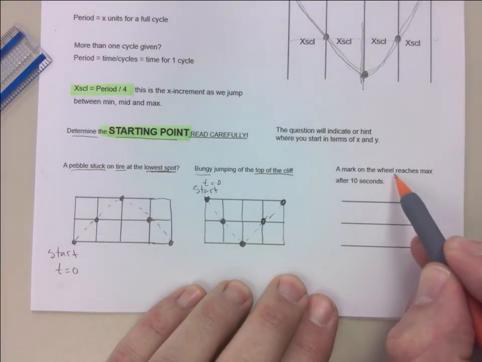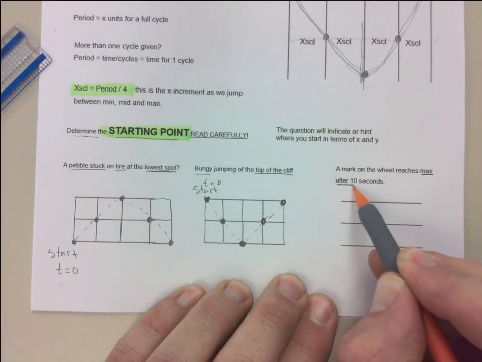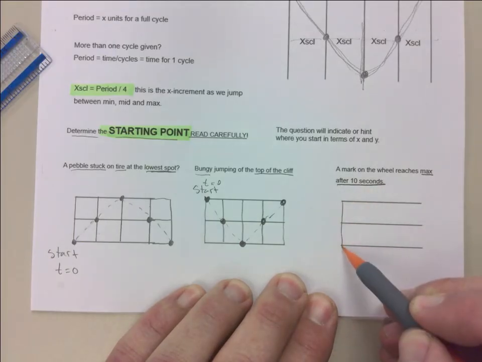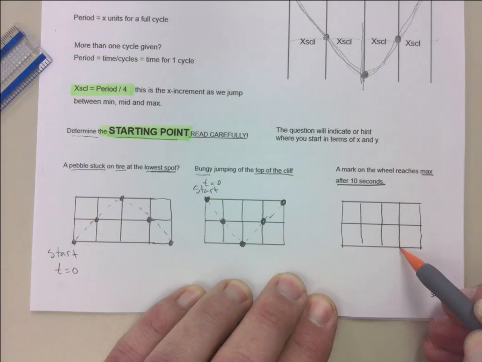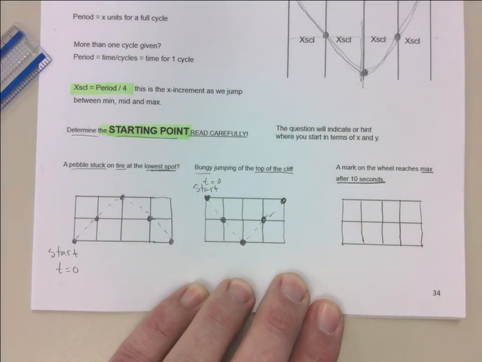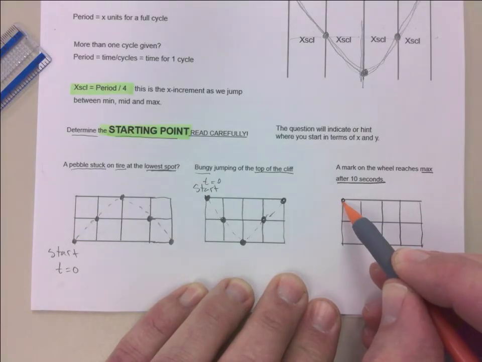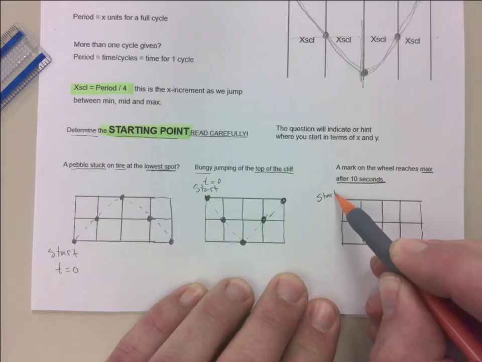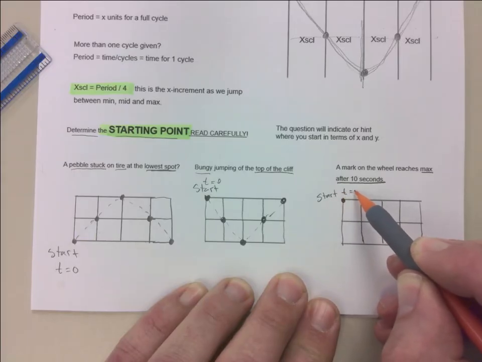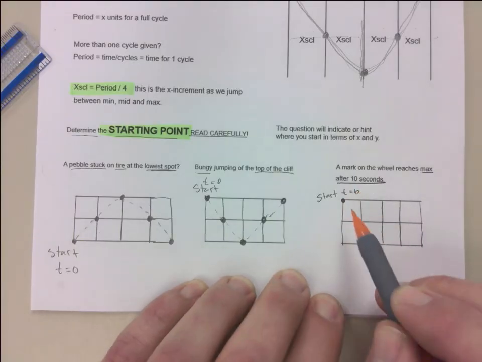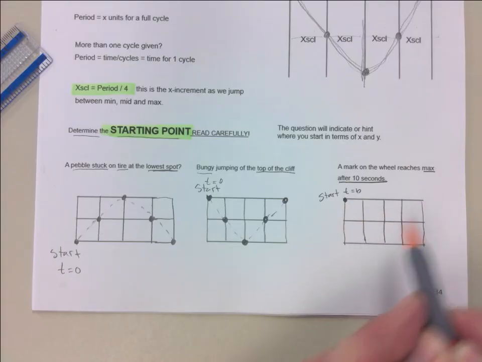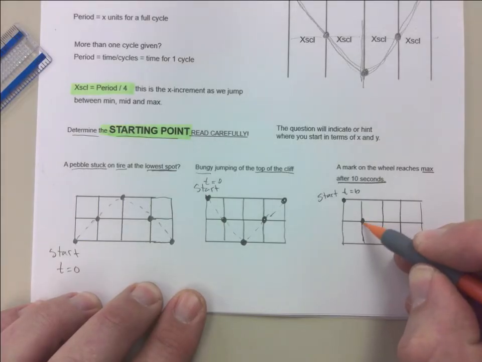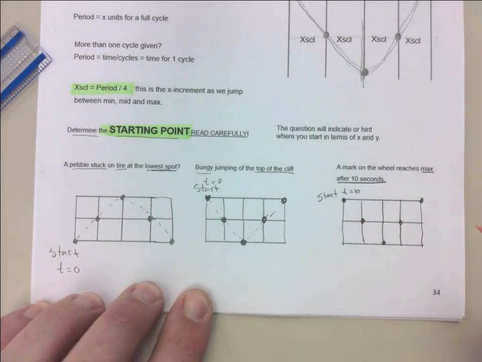Watch this. A mark on the wheel reaches a maximum point after 10 seconds. We're going to split this box up. We're going to half, and then we're going to half our halves. Okay? What that means is you still start at the top, but what's time going to be equal here at the very beginning? 10 seconds. So it's almost like you're starting from the 10-second mark and you move forward from there, ignoring what happened before. Okay? So you would go from there to there, to there, to there, to there.